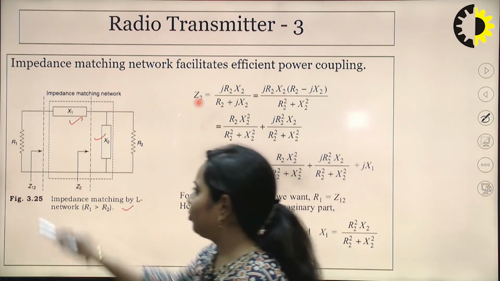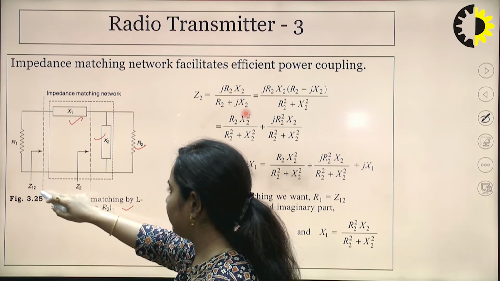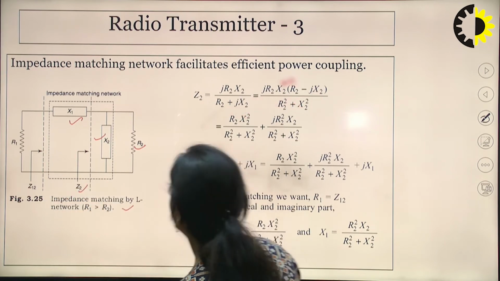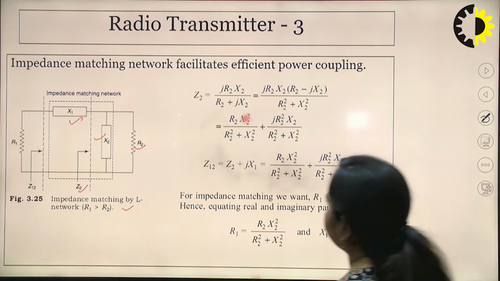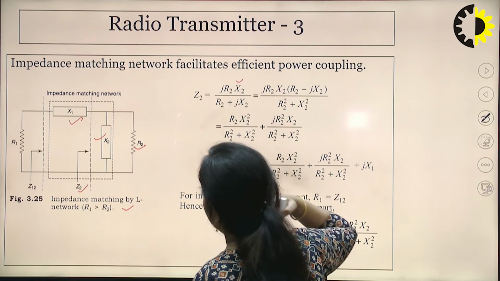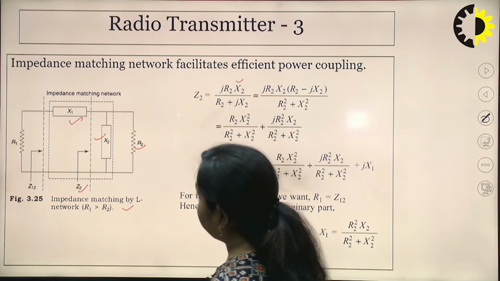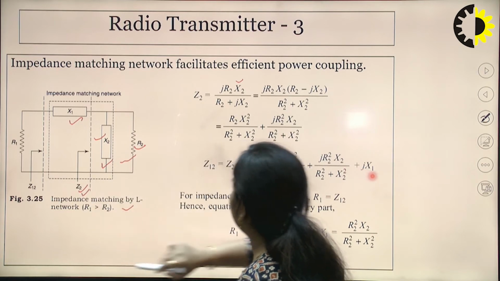R1 is the input resistance, R2 will be the output resistance, and the coupling impedance is Z12, this is Z2 output. Then Z2 can be calculated by using this one, that is jX2 and R2, means R2 and X2 are connected in parallel. This one, R2 and X2 are connected in parallel, so you can calculate this Z2.